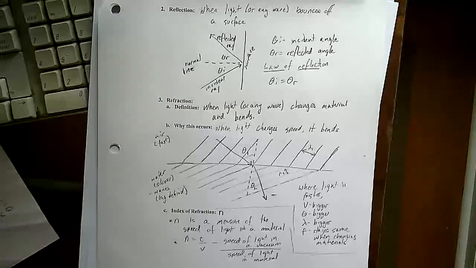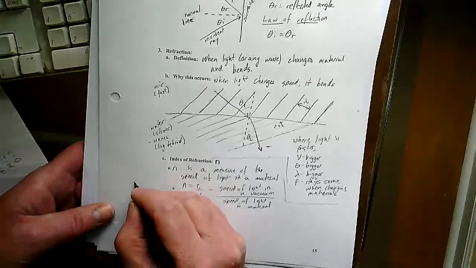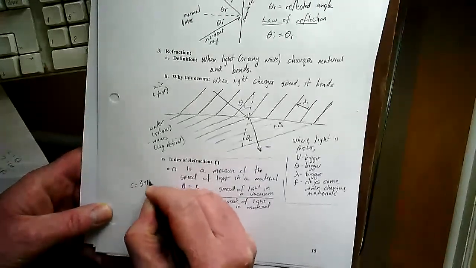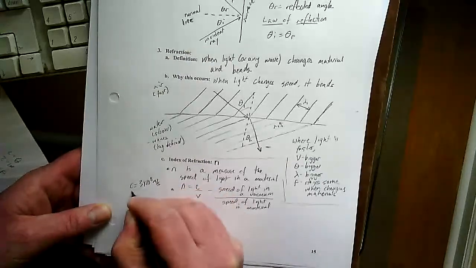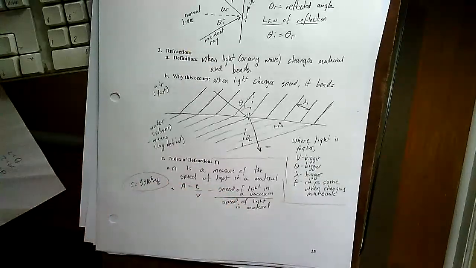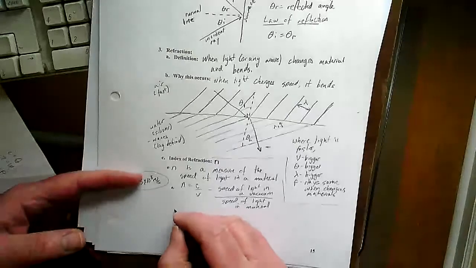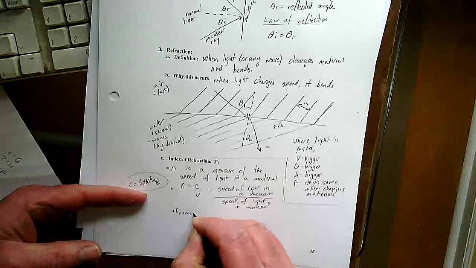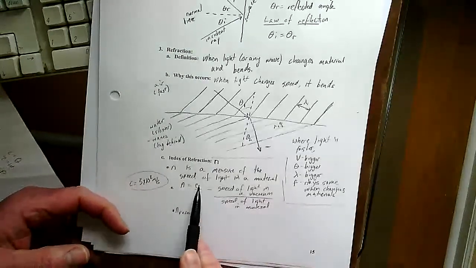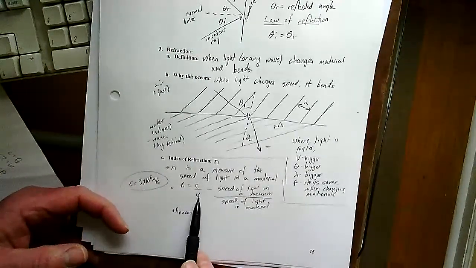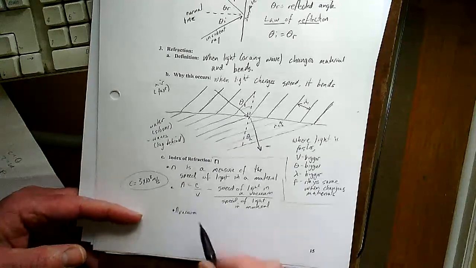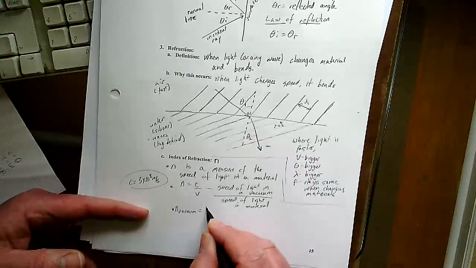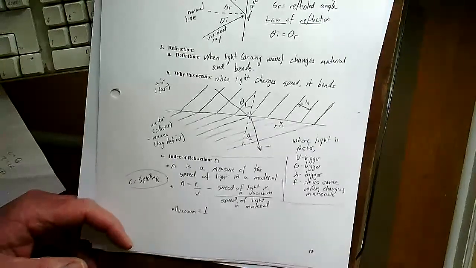So our value for C is going to be 3 times 10 to the 8th. And they use the letter C because it's constant. It's always the same number. Now, N for a vacuum is just going to be 3 times 10 to the 8th divided by the speed in that material that's still a vacuum, 3 times 10 to the 8th. So 3 times 10 to the 8th divided by 3 times 10 to the 8th is going to give me 1.